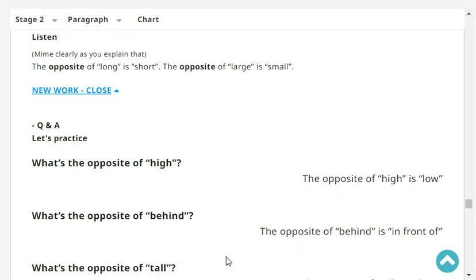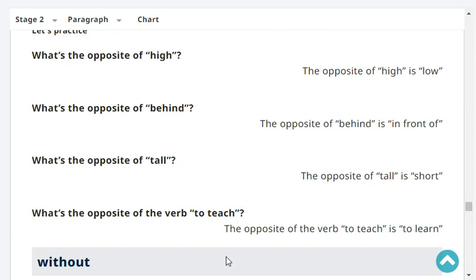What's the opposite of behind? The opposite of behind is in front of. What's the opposite of tall? The opposite of tall is short.